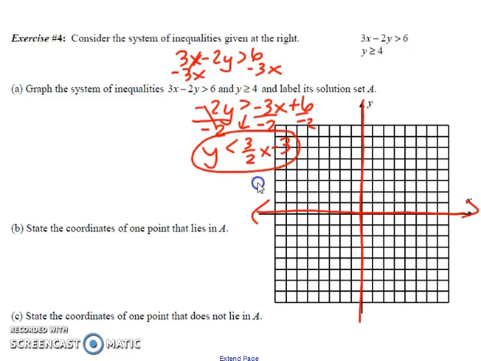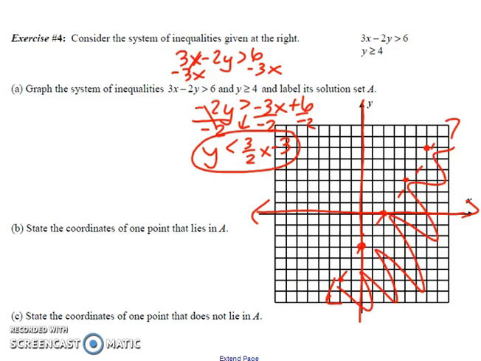Okay, so I'm going to go to -3. And I'm going up 3 over 2, up 3 over 2, up 3 over 2, down 3, left 2. So that needs to be a dashed line. Alright, shade below it.